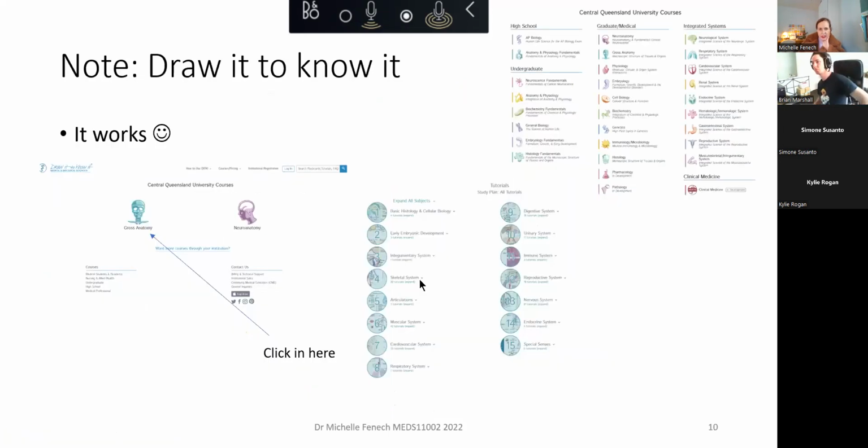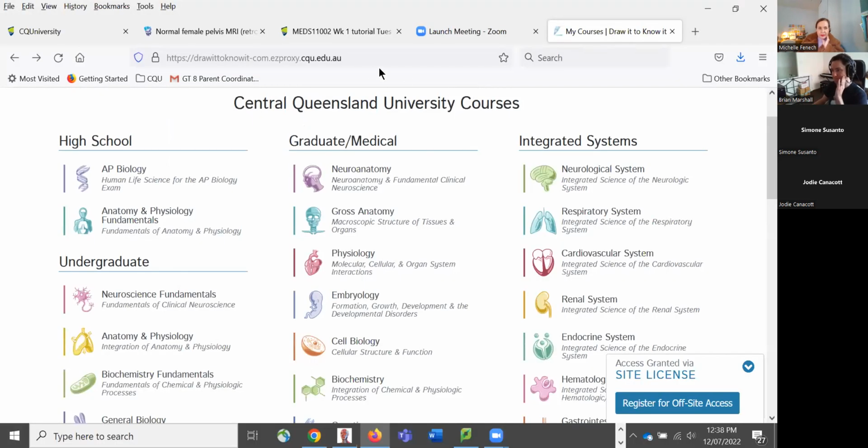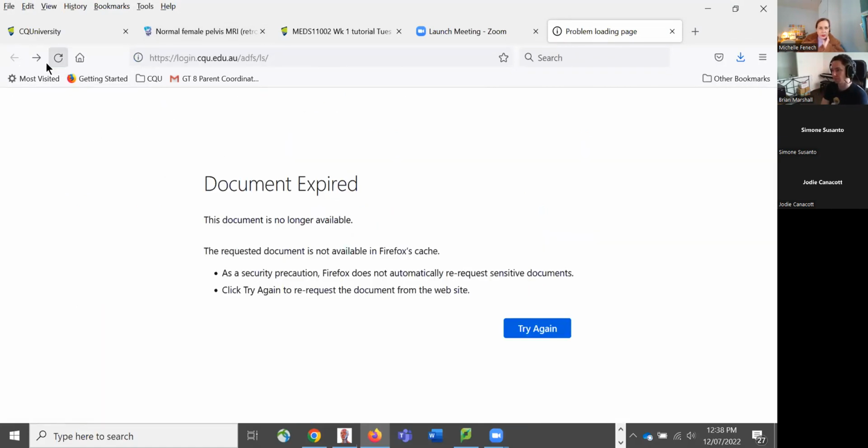Any questions about that? I think what you're going to need to do, do you want me to show you how I would get into it? Yes, please. Okay, so we're going to look for this little skull thing here for probably your gross anatomy. Let me get it up. Is the Draw It To Know It through Complete Anatomy? No, it's a completely separate thing. Right. That would make sense because I don't have it. Oh, it's expired already.